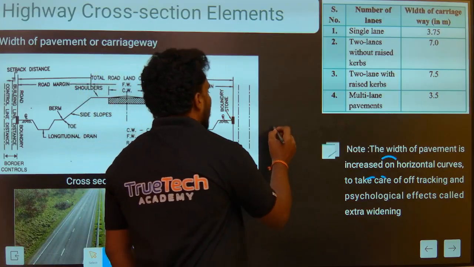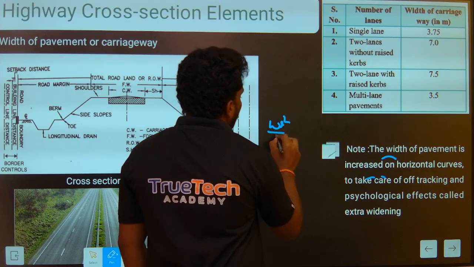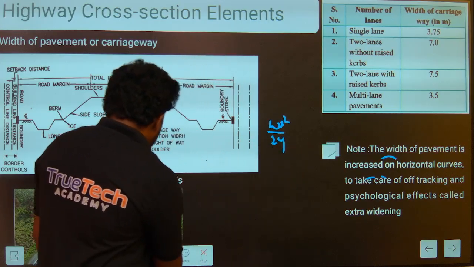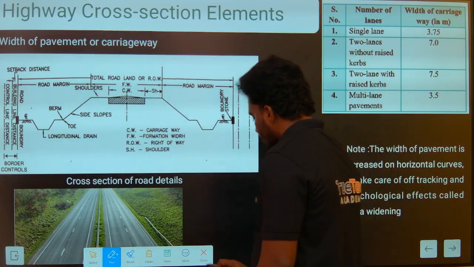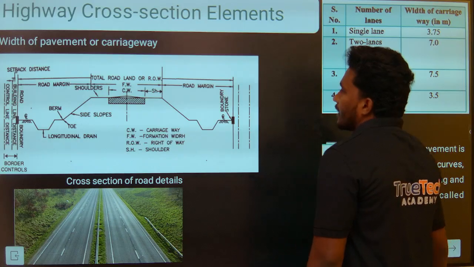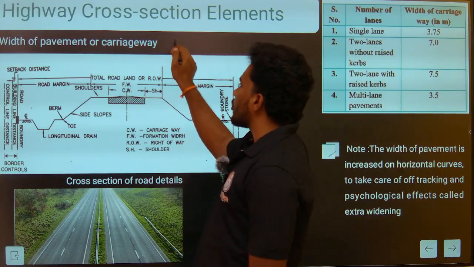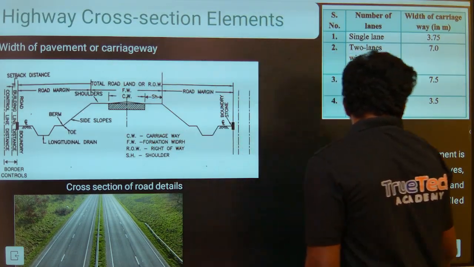Some formula is also there, Wl square by 24, like that, but there is no need of that. And now, you understand the width of pavement or carriageway.